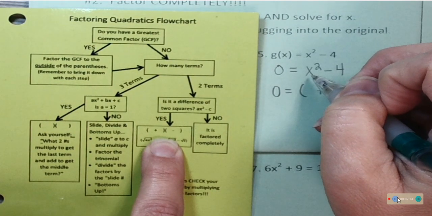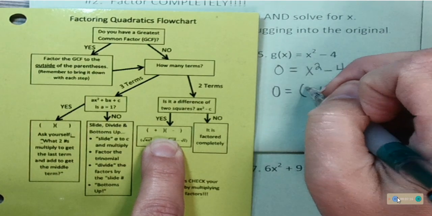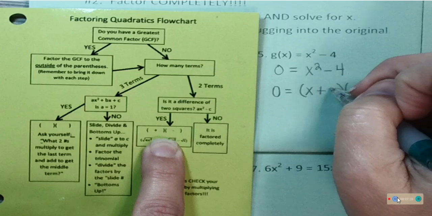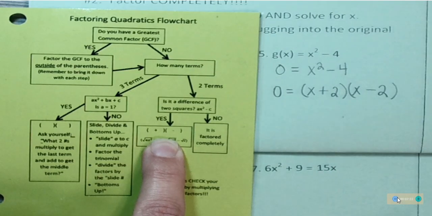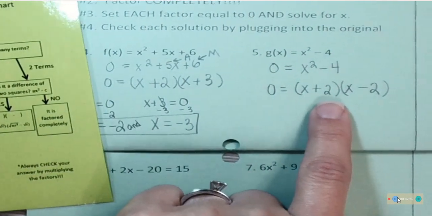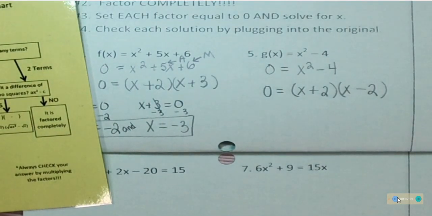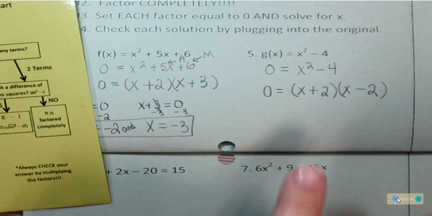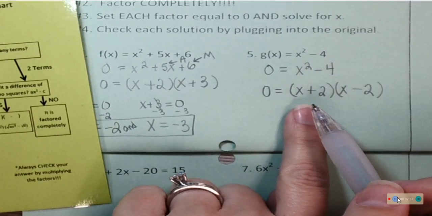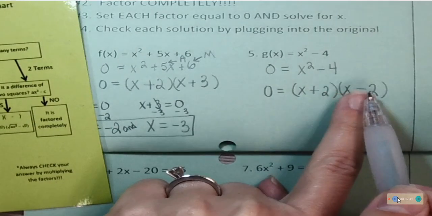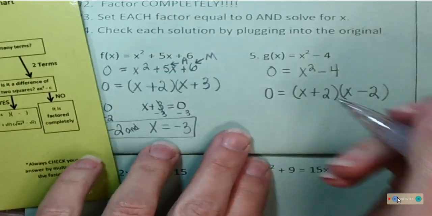What times itself gives you x squared? X times x. What times itself gives you 4? 2 times 2. Now, this is called factored form. That's how the formula sheet refers to it this year. We also call it intercept form because the factors reveal our x-intercepts. I'm not finished until I find out what this x could be to equal 0 and what this x could be to make the whole thing equal 0.